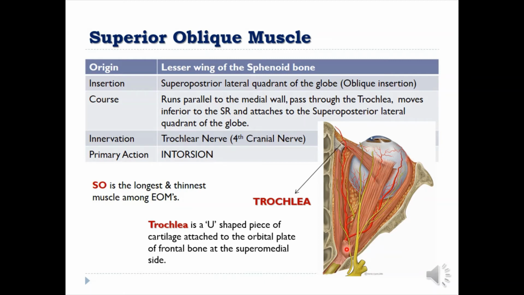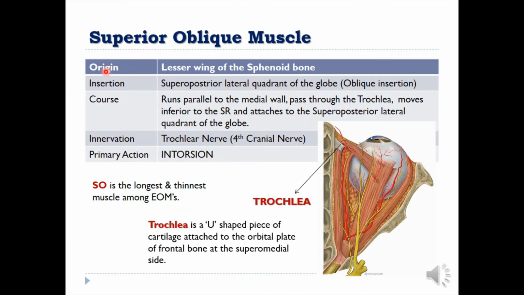Now look at the superior oblique. Look at the pointer. The pointer is coming along the superior oblique muscle. It is attaching to the globe at an angle, right? This is the angle, and it is not attaching straight onto the globe. So that is why it is named oblique. Since it is on the superior part of the globe, it is known as superior oblique.